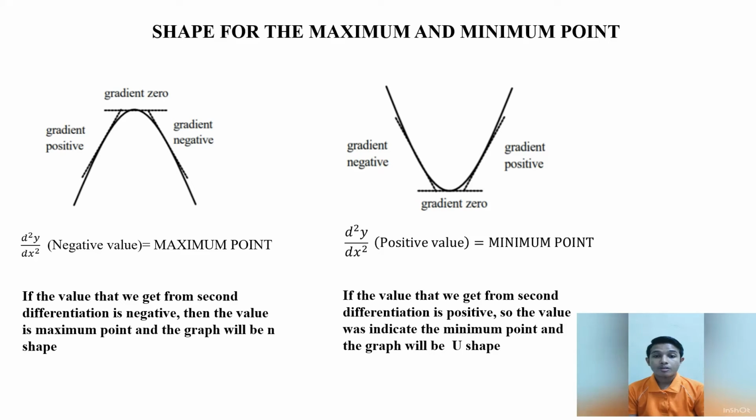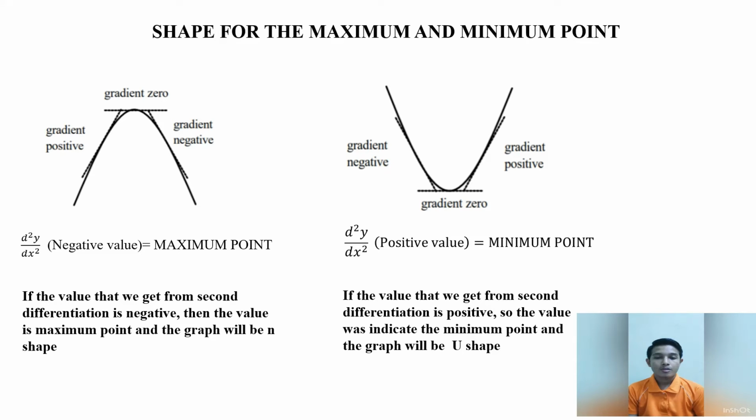Okay, now I will continue our presentation. For my part, I will explain about graphs and their shapes. For this slide, I will explain the shape for the maximum and minimum point. When we do the second differentiation, if the value we get is negative, the point will be a maximum point, and the graph shape will be an N shape.